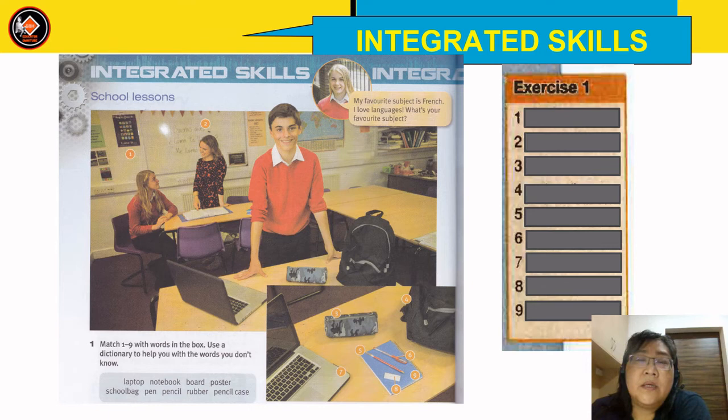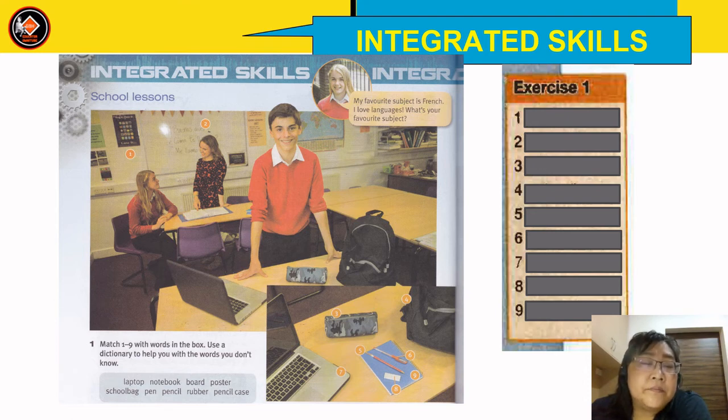Dear pupils, now we are doing integrated skills. So the title is School Lessons. So here you have 2 pictures. You have to match 1 to 9 with words in the box. Use a dictionary to help you with the words you don't know. So here we have number 1 to number 9, and the words are laptop, notebook, board, poster, school bag, pen, pencil, rubber, and pencil case.